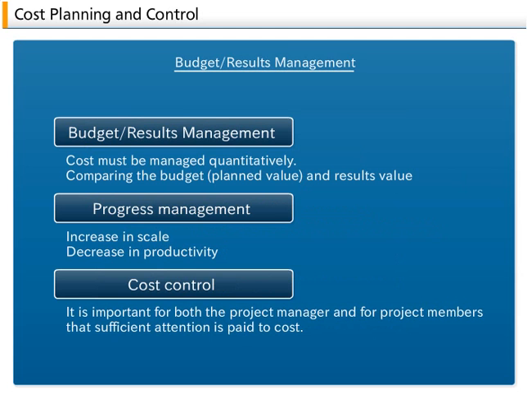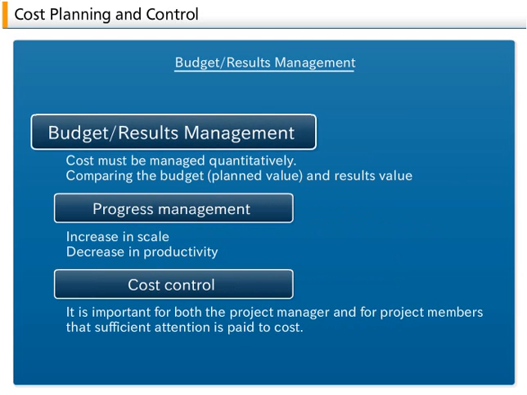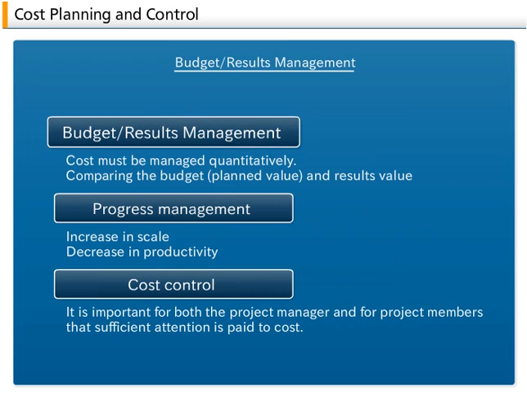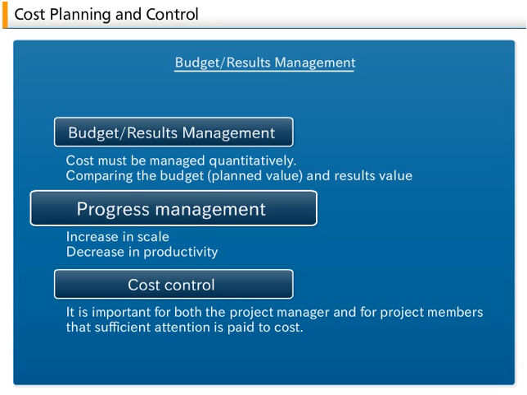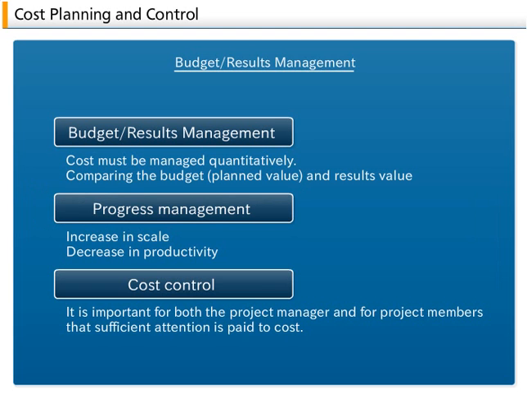Cost planning and control. Budget results management. In a project, cost must be managed quantitatively. To manage costs, it is important to analyze the variance between the values detailed in the budget plan and the values of actual costs. This type of management, comparing the budget, plan value, and results value, is called budget results management. In progress management, the focus is variation in man-hours.